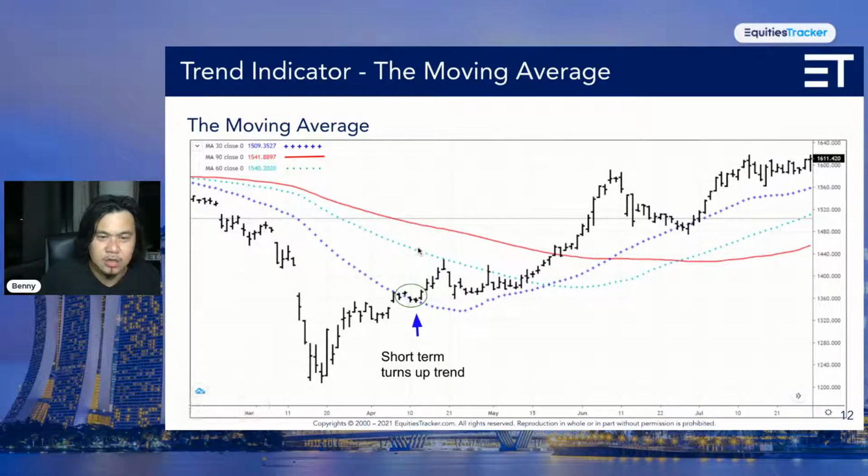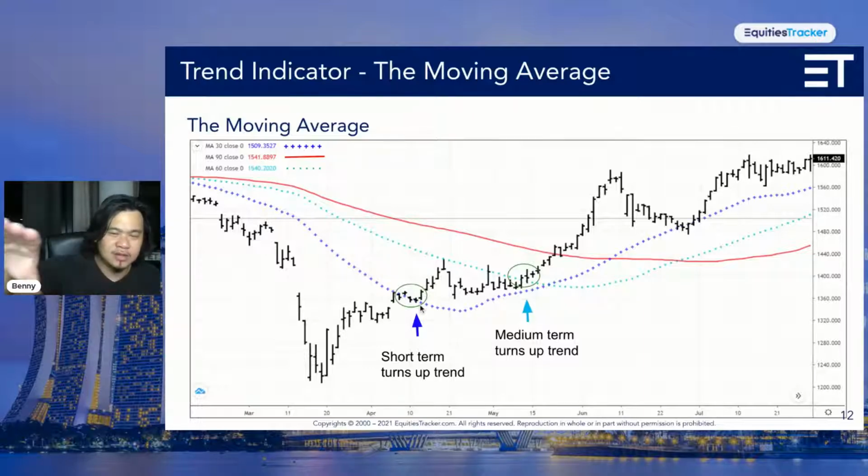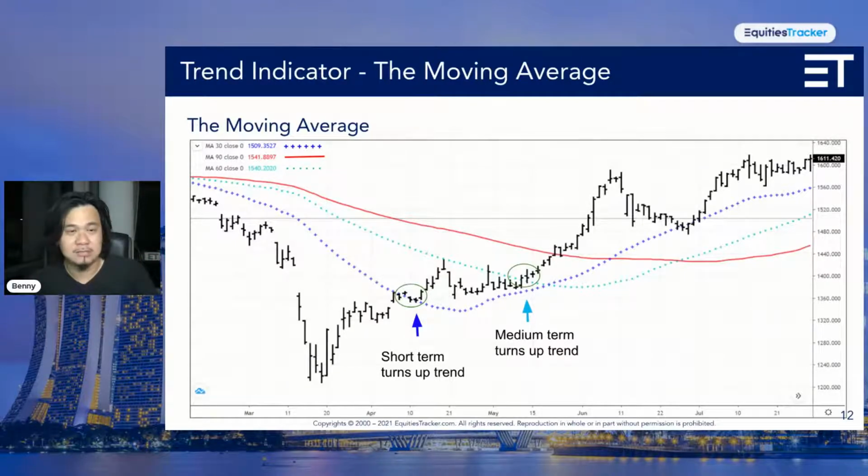But it has not turned into a medium-term uptrend yet, because it is still below the light blue dotted line. Now you can see that the price only starts to go above the blue dotted line over here. So the price has to move first, because this is a trend indicator. It has to continue trending higher until it proves that the price is able to go above the average. Then only the medium term starts to turn into an uptrend. So now we have a short term that's going uptrend, a medium term that's going uptrend, but it is still in a downtrend for the long term, because it's still below the red solid line, which is the 90-day moving average.